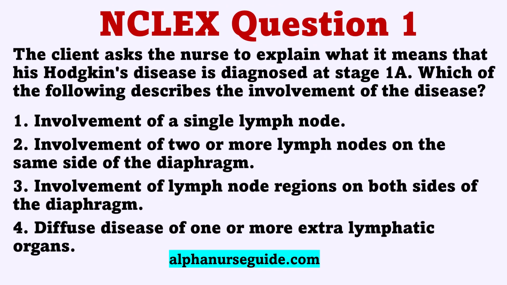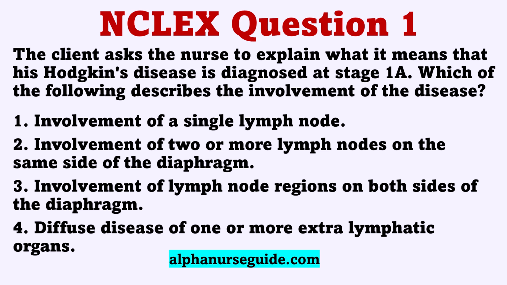The client asked the nurse to explain what it means that his Hodgkin's disease is diagnosed at stage 1A. Which of the following describes the involvement of the disease? 1. Involvement of a single lymph node. 2. Involvement of two or more lymph nodes on the same side of the diaphragm. 3. Involvement of lymph node regions on both sides of the diaphragm. 4. Diffuse disease of one or more extralymphatic organs.